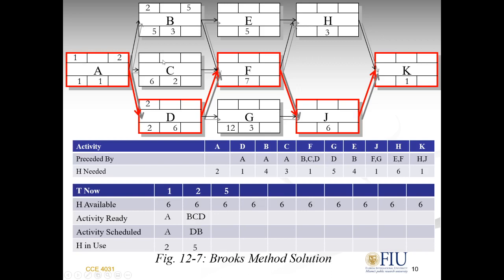Then is C complete? No. Is D complete on day 5? That would be 8, so no. So I will have E, C, D. All 3. Now activity scheduled, which means can I start them? If I start D, C, E, D has 1 plus 3, that's 4, plus 4 is 8, that would be more than 6, so I cannot start all 3. I would be starting 2 of these. Can I start D?